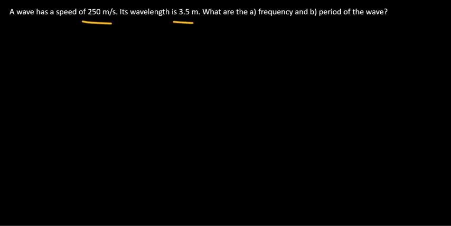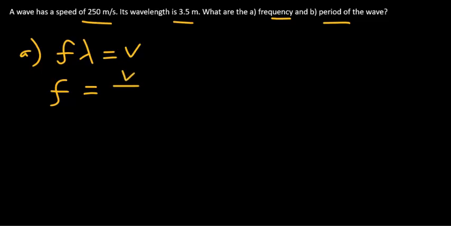A wave has a speed of 250 meters per second. Its wavelength is 3.5 meters. What are the frequency and period of that wave? So part A is easy. Frequency times wavelength is speed. So frequency is speed of that wave divided by the wavelength of that wave.